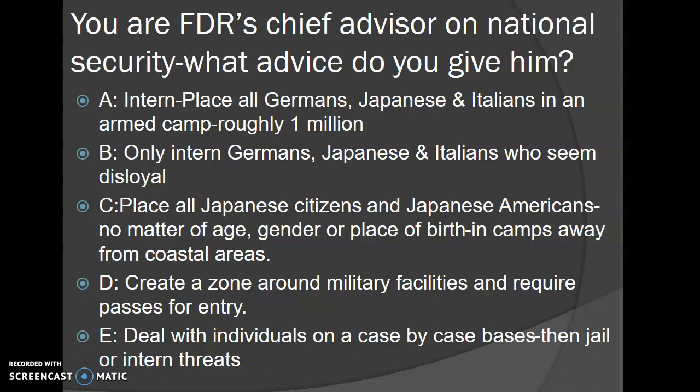Lastly, create a zone around military facilities and require passes for entry. So the idea here is that you don't want people spying on military facilities, the comings and goings of maybe Navy boats or soldiers, whatever it is. So you create this buffer zone around these bases so that you screen whoever goes in and out. Again, where are you getting the people, right? Where are you going to get the people to carry this out? And does that ultimately solve the problem of a potential insurgency? Does that solve the problem, quote, problem of them joining the Japanese invasion? Not really.